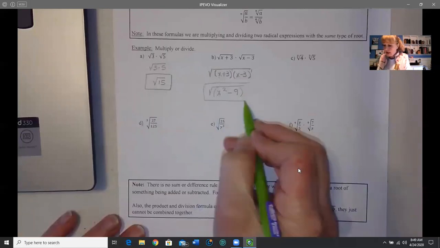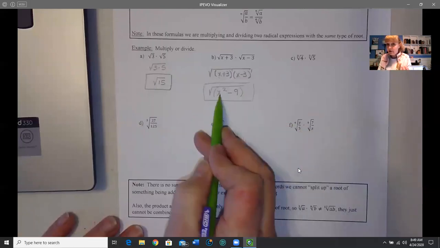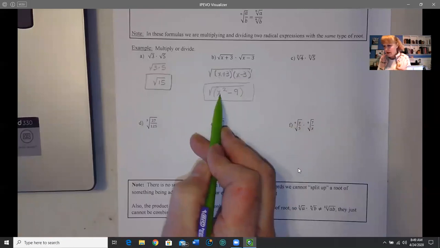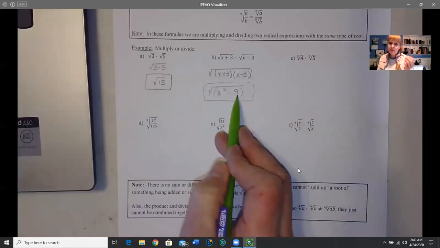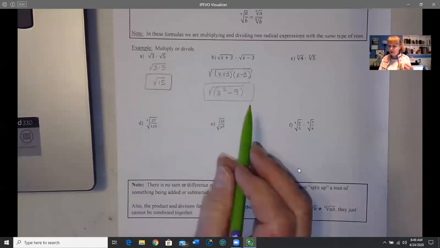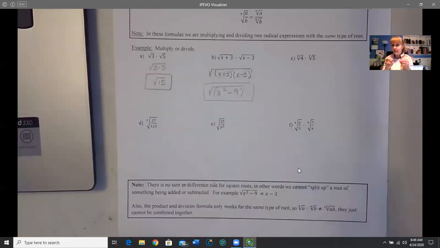And the temptation, again, is to simplify the x squared, get an x, simplify the 9, get a 3, but avoid that temptation, all right? When you've got plus or minus signs, the groups have to be exactly the same. Okay, let's go on to C.